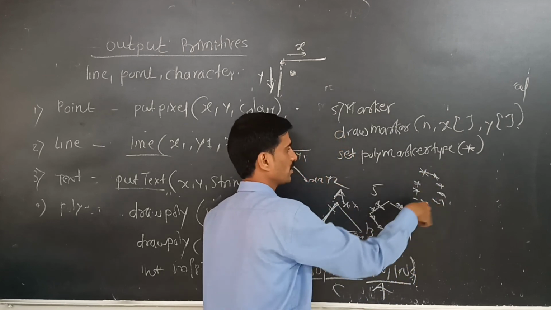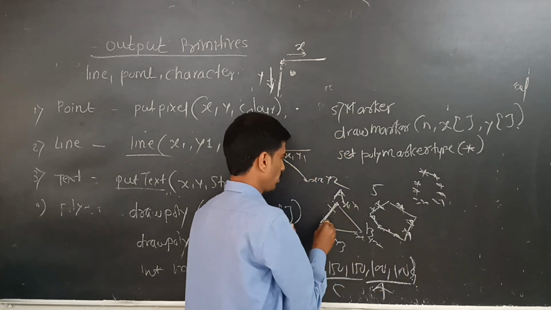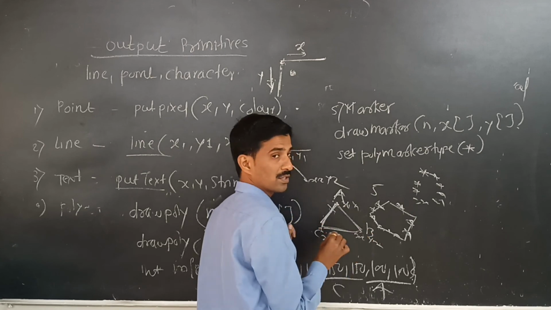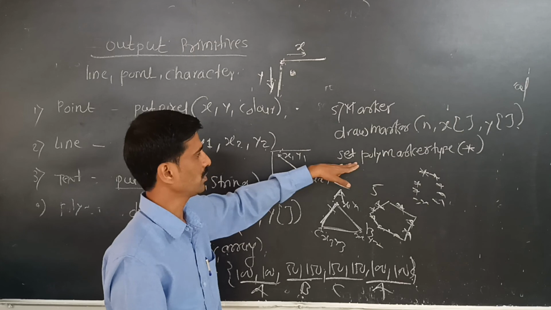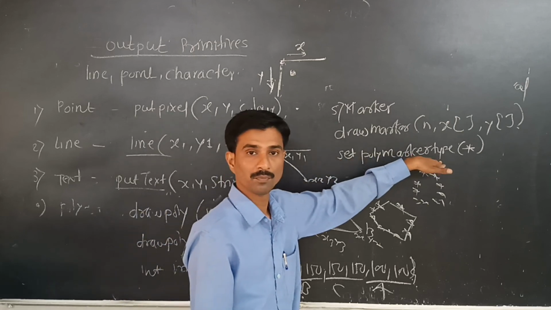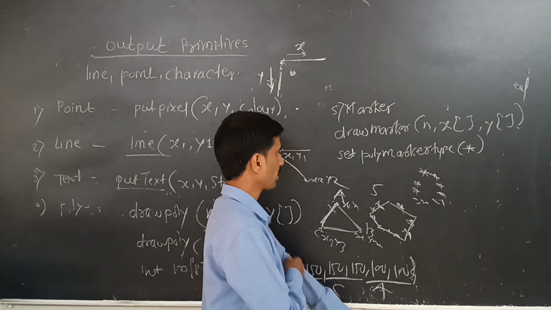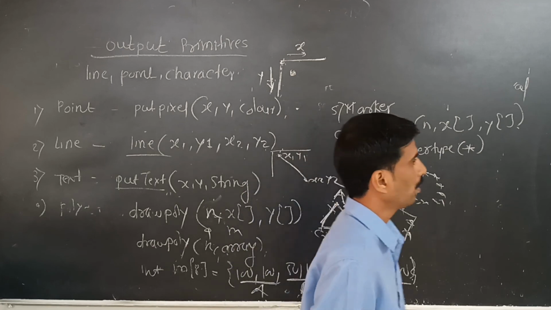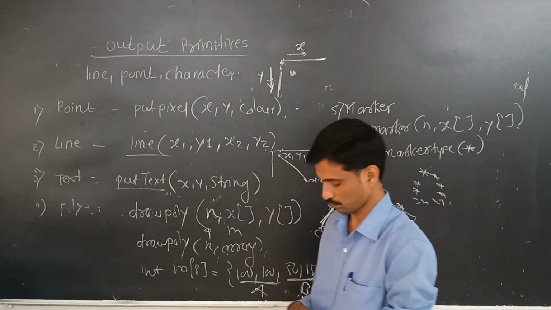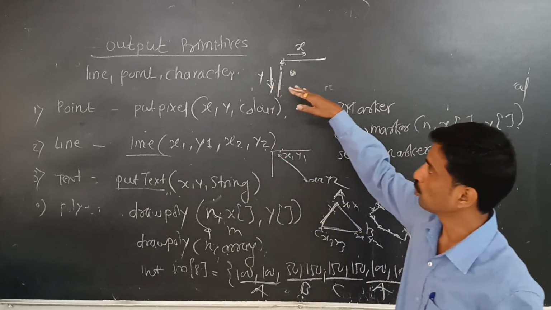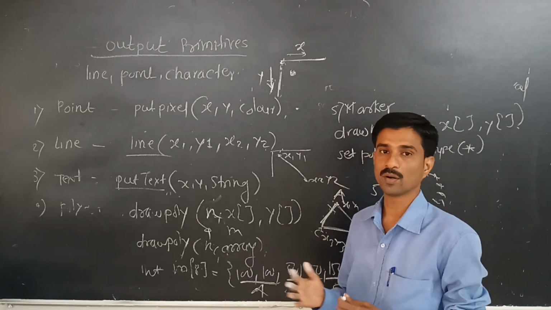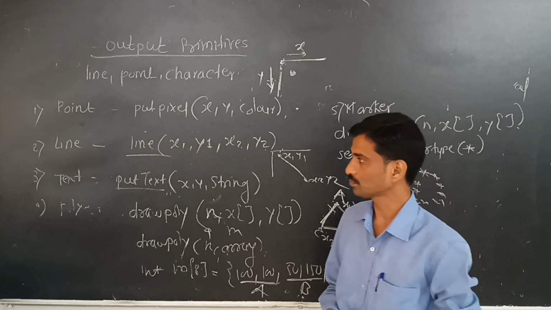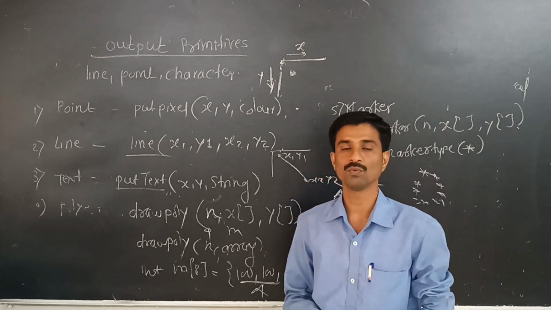This is a triangle, but we are not using only lines. Instead of that, we are using some symbol. For that, we are using set poly marker type. Okay. So these are the output primitives which are used in computer graphics. Okay. So today we will stop here.